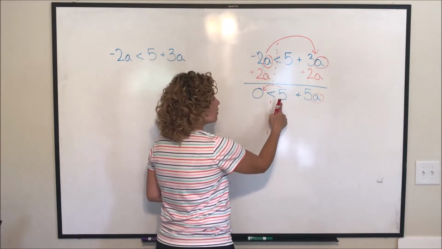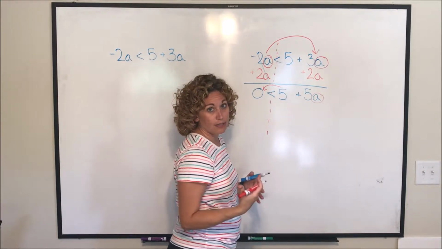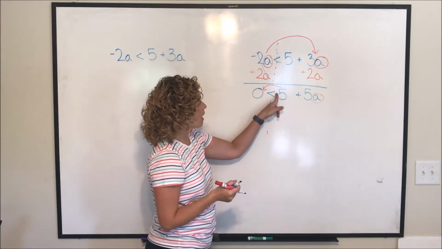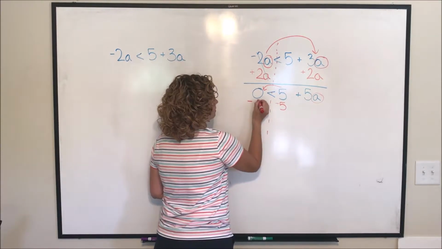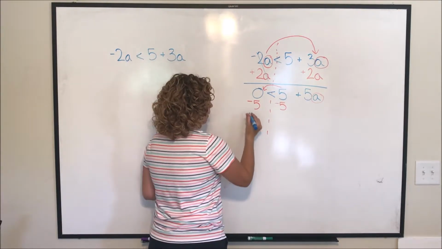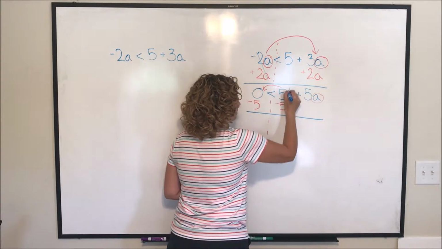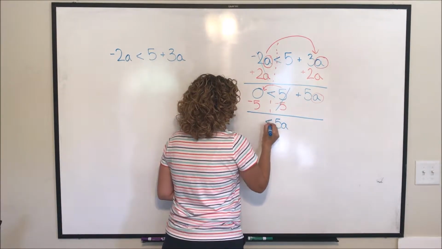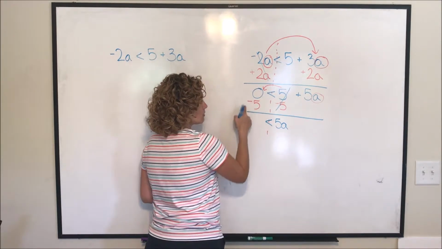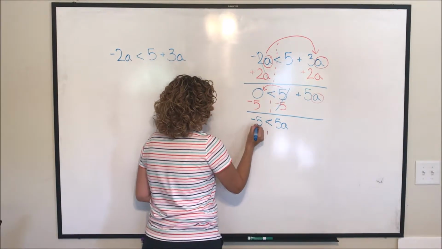Okay, so we want to move the 5 to the other side, the aunts and uncles. We do the opposite. The opposite of a plus 5 is minus 5 on both sides. When you do that, these cancel out and you're left with your 5a is greater than, 0 minus 5, which is just your negative 5.